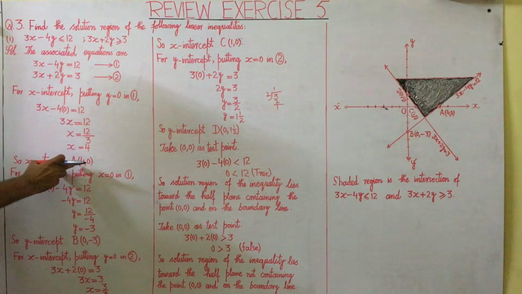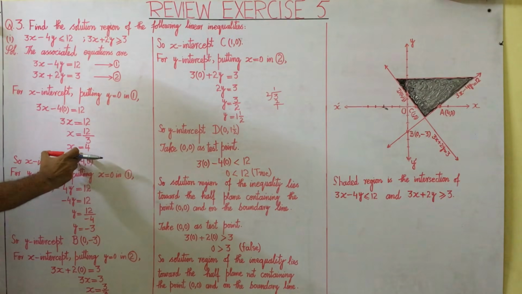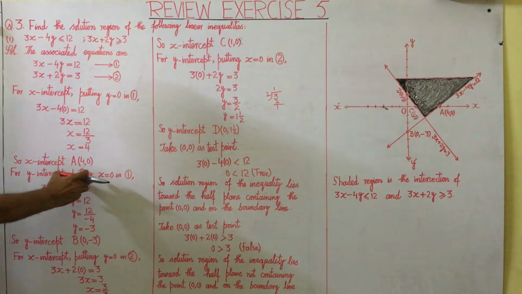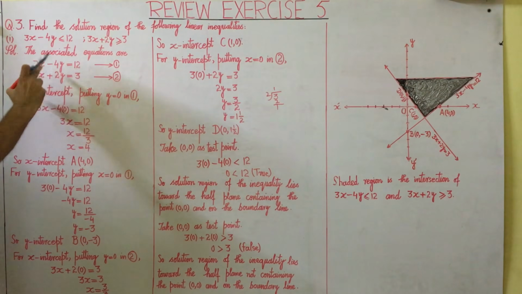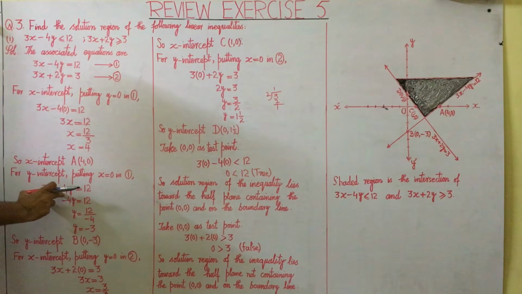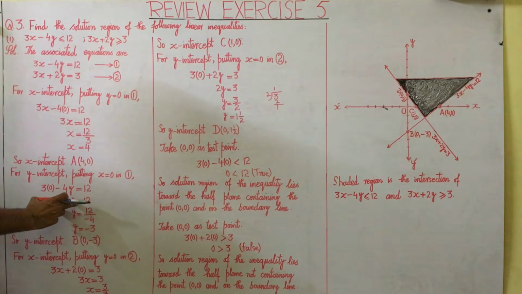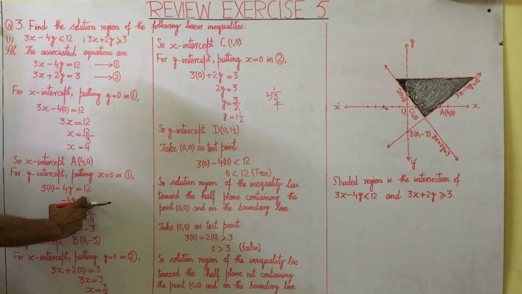12 over 3: 3 ones are 3, 3 fours are 12. So x-intercept has coordinates (4, 0). First we write the x coordinate, then the y coordinate. For y-intercept, putting x equal to 0 in 1: 3 into 0 minus 4y is equal to 12. 3 zeros are 0, 0 minus 4y is minus 4y equal to 12. Dividing both sides by minus 4, minus 4y over minus 4 cancelled with minus 4, remainder is y, 12 over minus 4. 4 ones are 4, 4 threes are 12.